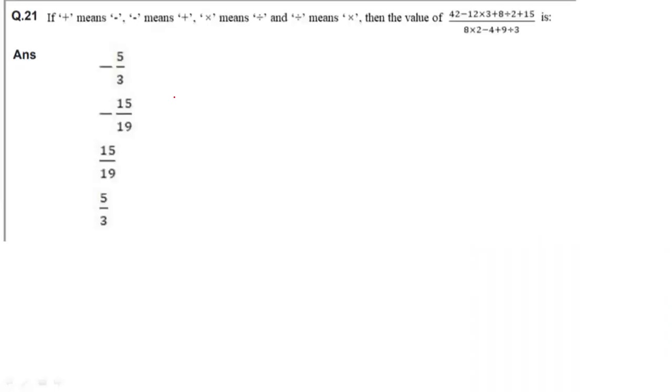Plus exchanged with minus, into exchanged with divided by. What's the value? So I'm now writing the expression: 42 plus 12 divided by 3 minus 8 into 2 minus 15, divided by 8 divided by 2 plus 4 minus 9 into 3.